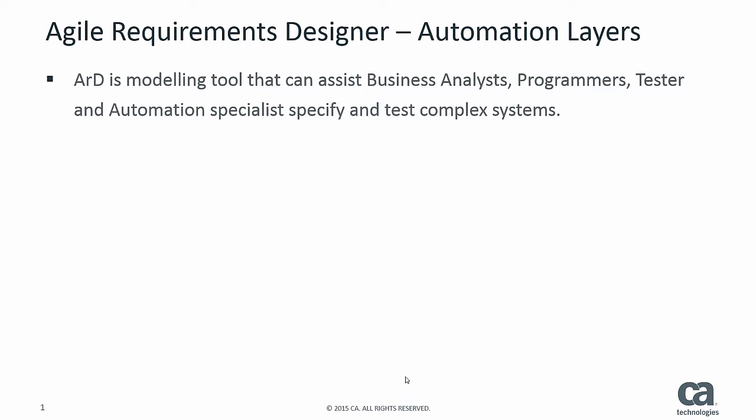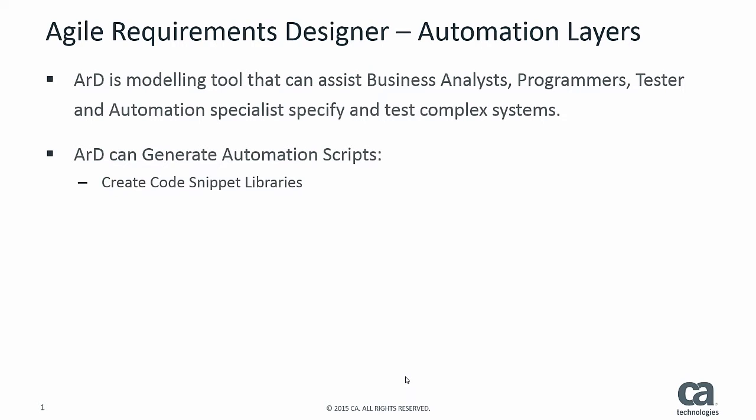So ARD is a modeling tool that can assist business analysts, programmers, testers, and automation specialists specify and test complex systems. ARD can generate automation scripts. And to do this, you initially start by creating code snippet libraries. So you chop up the language you're working in or the scripts you're working in into smaller components. And then you link the snippets to variables. So in effect, you go through and take some of those snippets and replace them with variables.